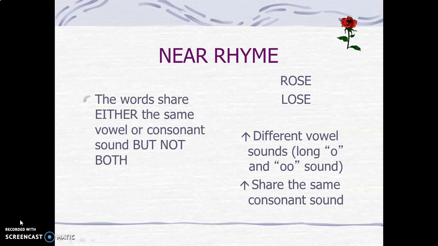Here, it's true that they share the same consonant sound, which is S, but they are different in vowel sound, in O and oo. So, the near rhyme is words that share either the same vowel or consonant sound, but not both.